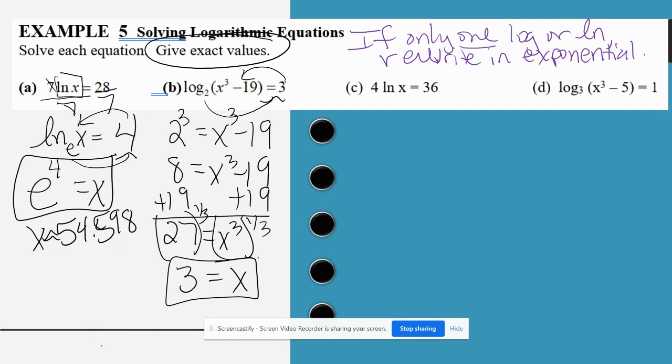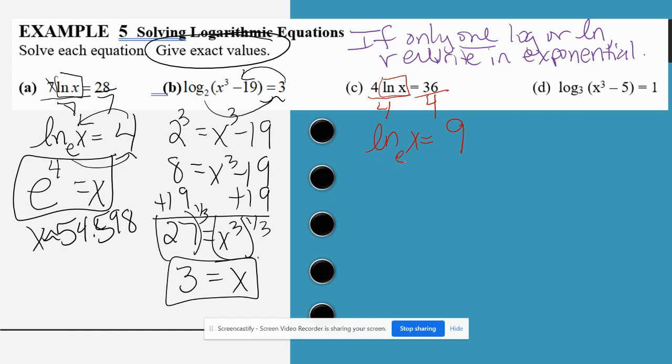Letter C. We again need to get this natural log alone. Right now it's being multiplied by 4. The opposite is dividing by 4. So we get the natural log of x is equal to 9.